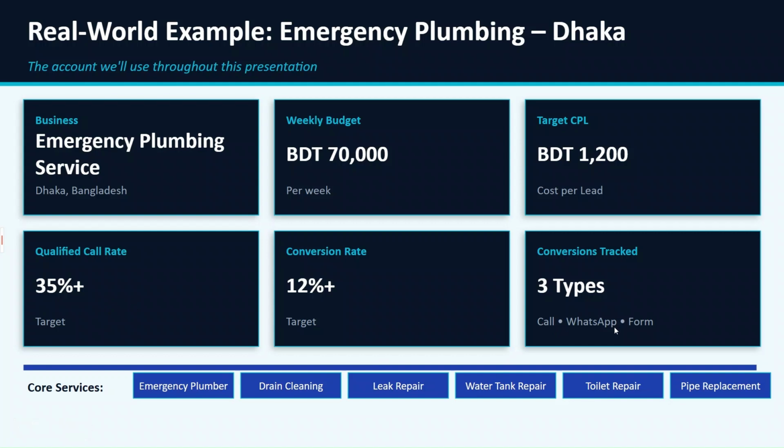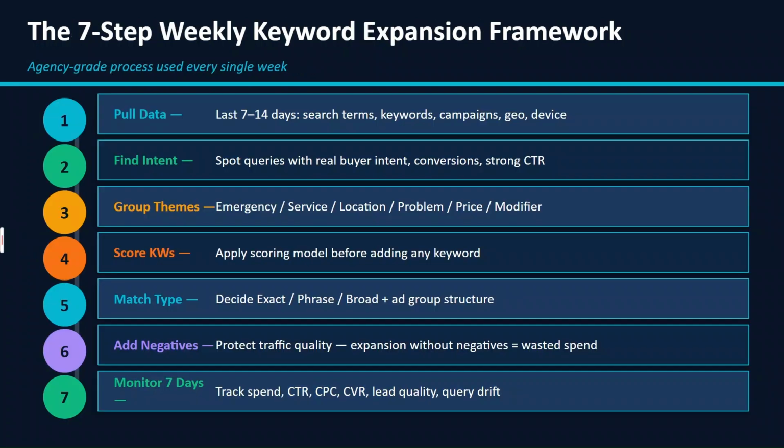Their services include plumber, drain cleaning, leak repair, toilet repair, water tank repair, and pipe replacement. Now, this is a local service business, and local service businesses are perfect for keyword expansion because there are so many different ways people search for the same service. That is exactly what we are going to take advantage of. I hope you can understand.